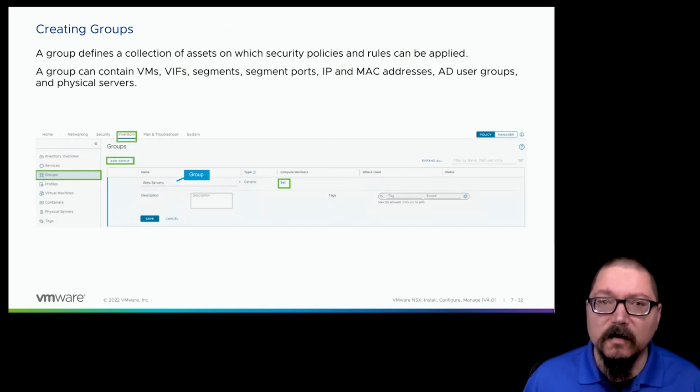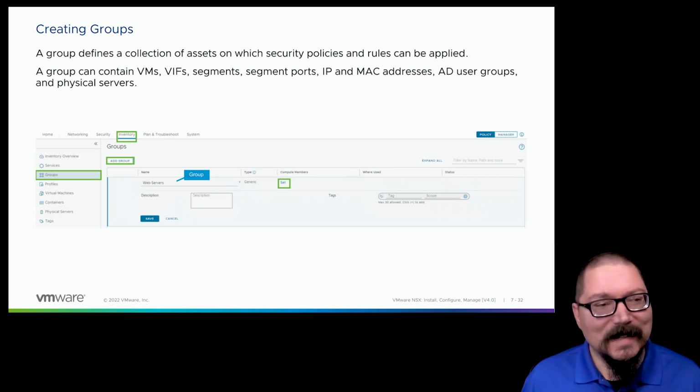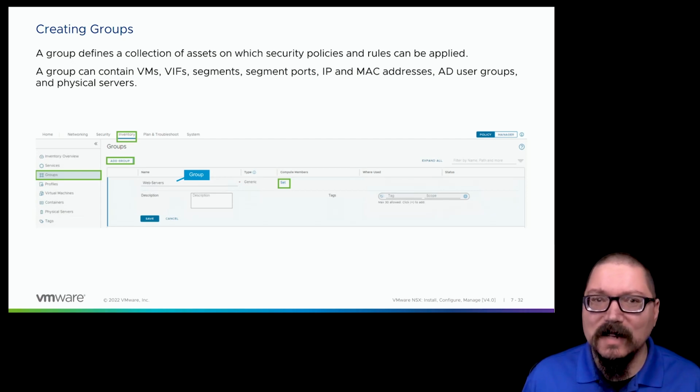So how do we create a group? Well, we need to go to the inventory tab, and in the inventory tab, we find groups, and under groups, we add a group, right? It feels like I'm saying group an awful lot here. So that's all there is to it. I give the group a name. I go in and set the membership for that group.